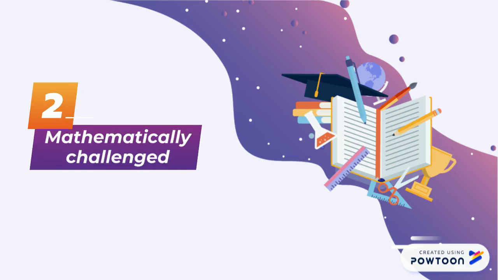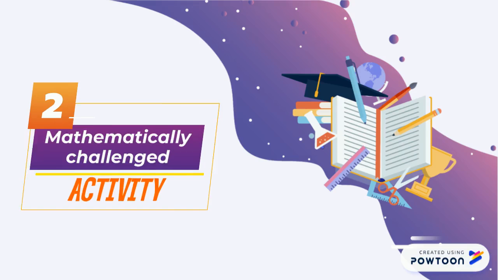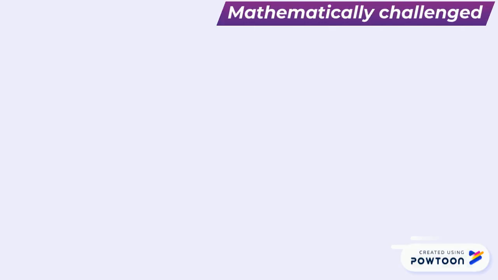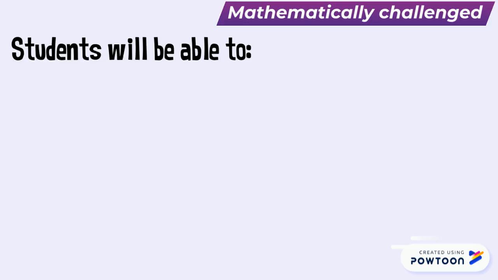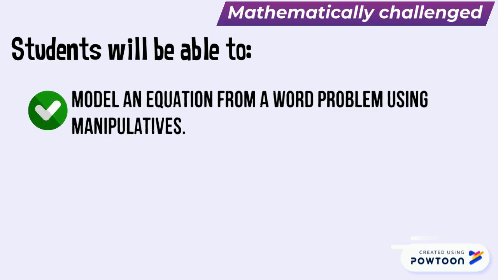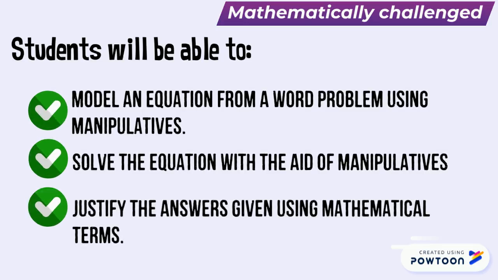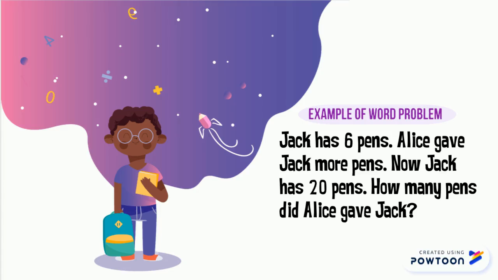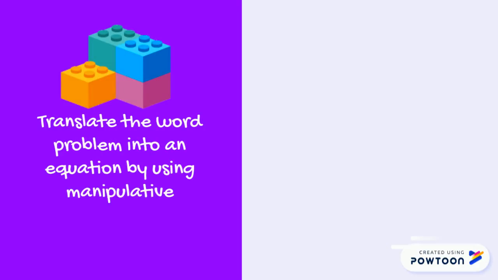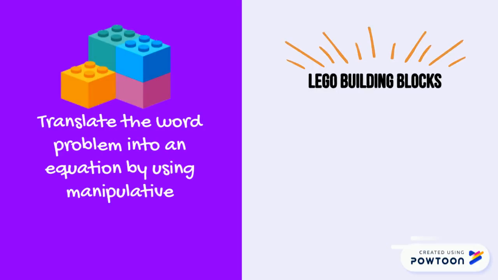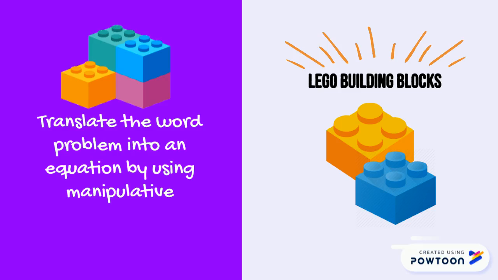Now, let's take a look at how our activity will be differentiated for the mathematically challenged students. The learning objective for this activity would be students will be able to model an equation from a word problem using manipulatives, solve the equation with the aid of manipulatives, lastly, justify the answers given using mathematical terms. For mathematically challenged students, the word problem given will be the same. For this activity, students will have to translate the word problem into an equation by using manipulative, which will be the Lego building blocks. Let's take a look at how to solve it.